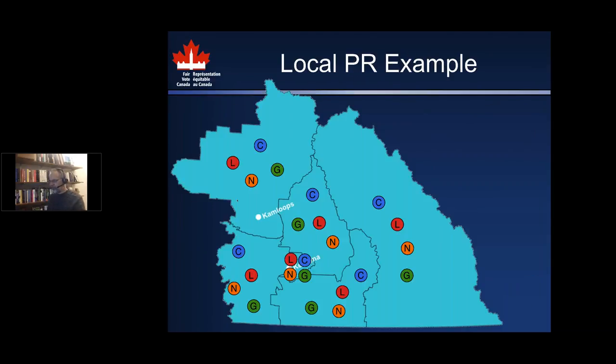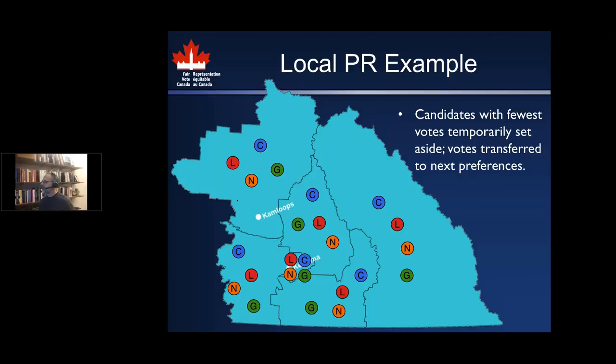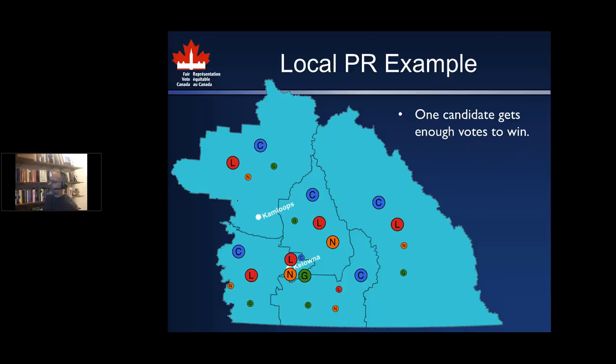Once the voting is done, for counting, we would start by using an STV-like procedure. Candidates with the fewest votes would be temporarily set aside and their votes transferred to the next preferences. Here are all the folks that didn't get that many votes. They were set aside and their votes transferred. We do that long enough to come up with one candidate, or until one candidate gets enough votes to win. In other words, they meet quota.